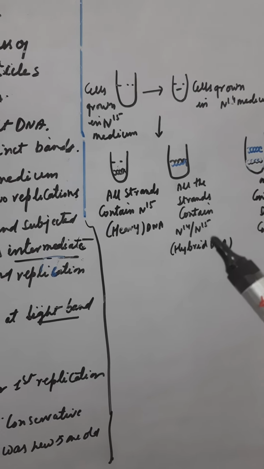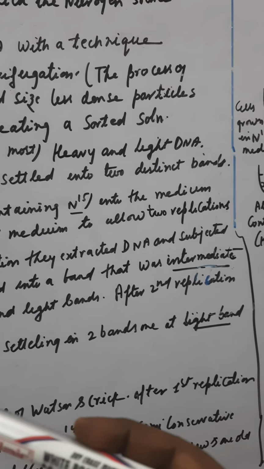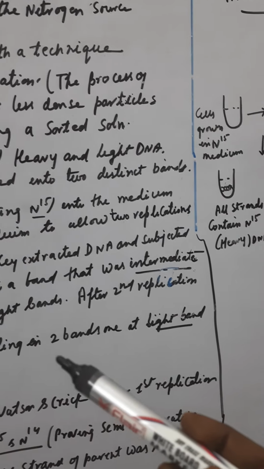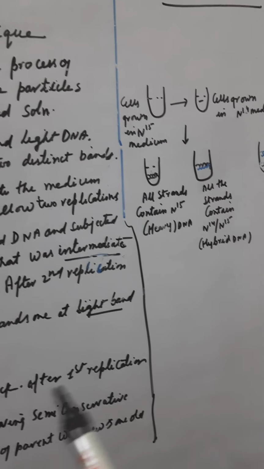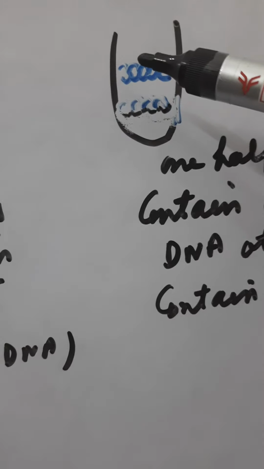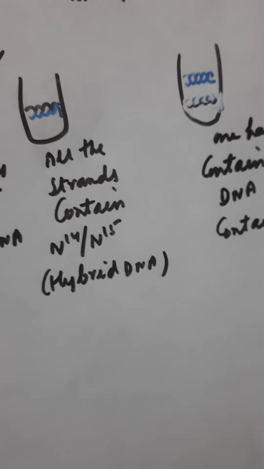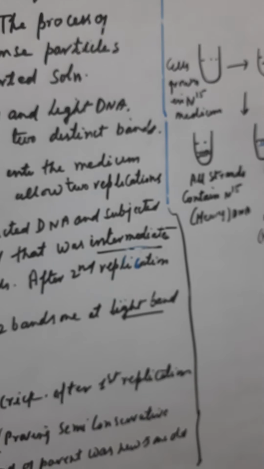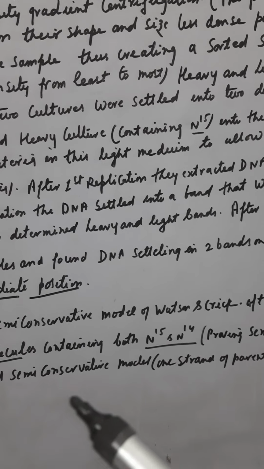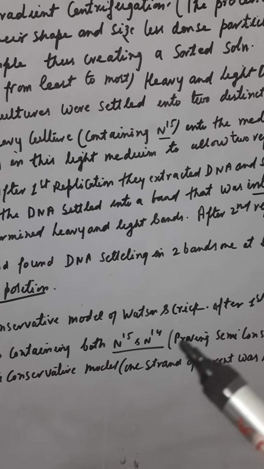After the second replication, they again extracted DNA samples and found DNA settling in two bands, one at the light band position and one at the intermediate position. So the inference was that they proved the semi-conservative model of Watson and Crick. After the first replication, there were intermediate molecules containing both N15 and N14.